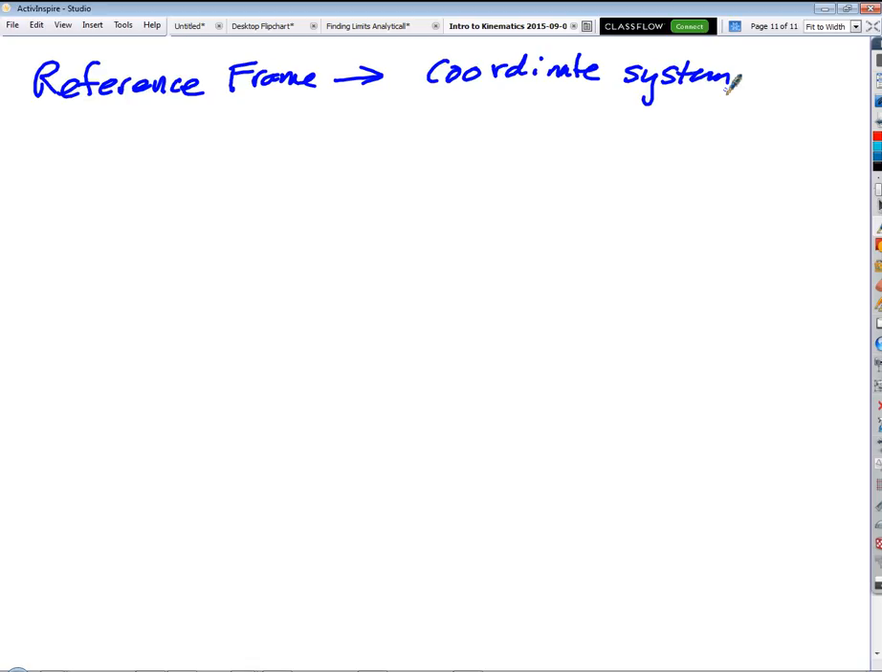to our motion. If we are talking about one-dimensional motion, the coordinate system is pretty simple. What do you suppose it is? How could we describe motion along a line in the coordinate system?